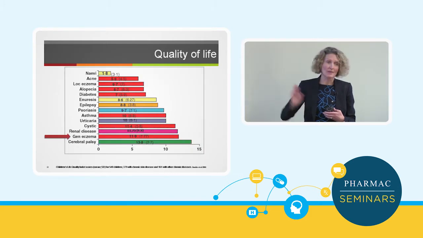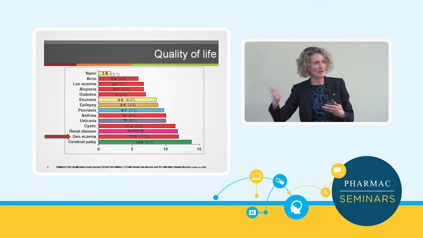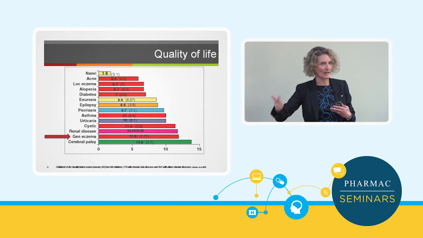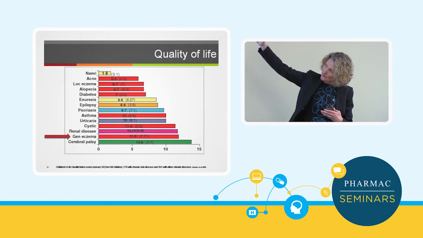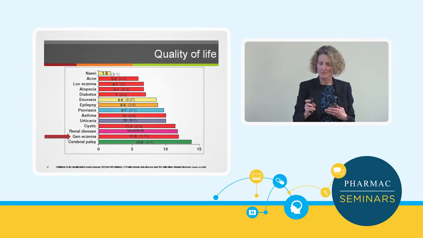This graph comes from a study looking at children attending an outpatients department in Dundee, and they gave all of the children with a variety of diagnoses the Children's Life Quality Index scoring system. And this looks at things like effects of pain, effects on daily activities, clothing, all those sorts of things. And they looked at all these different conditions. Quite a few of them are skin-related ones, but not all of them.